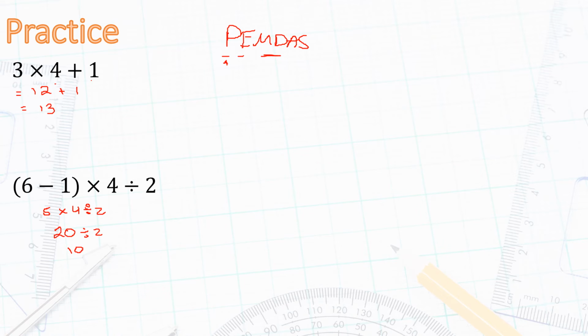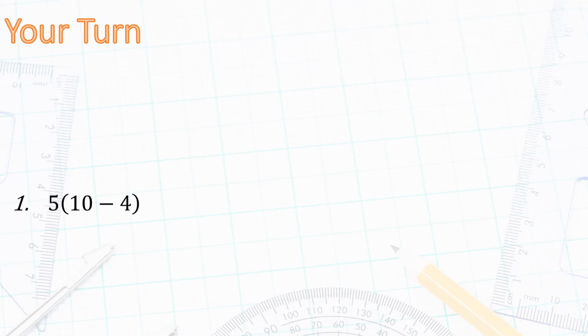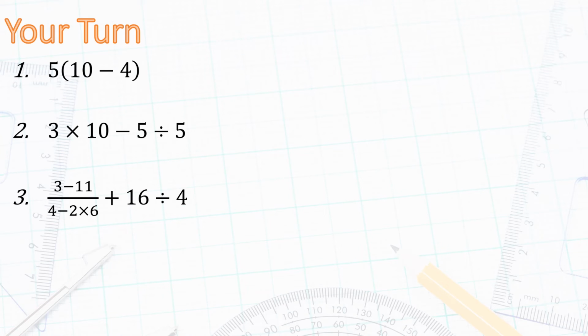Now, it wouldn't have mattered if you did 4 divided by 2 first. You would have gotten 2, and 5 times 2 is also 10. But in general, go left to right if you're at the same level on PEMDAS. All right, your turn to take a shot. Try the questions, pause the video, and see if you can solve it, then come back to see the answers.